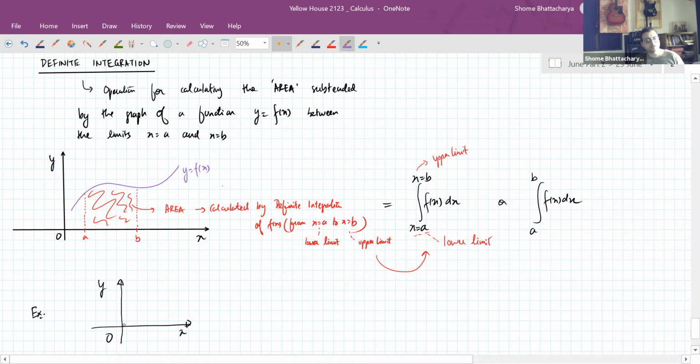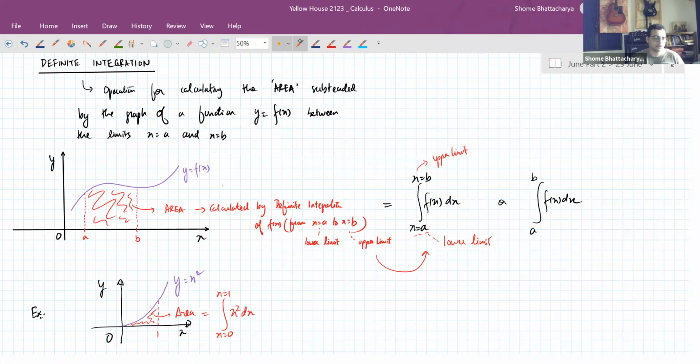For example, suppose we have the graph of the function y is equal to x square, and we want to calculate this particular area from 0 to, let's say 1. So this area will now be represented by integration of x square from the limit x equal to 0 to x equal to 1. Now how we'll execute this, we'll discuss next. But this is the definition itself, what definite integration gives us, and what this symbol means. It is the area included by the graph of y equal to fx between the limits x equal to a to x equal to b.